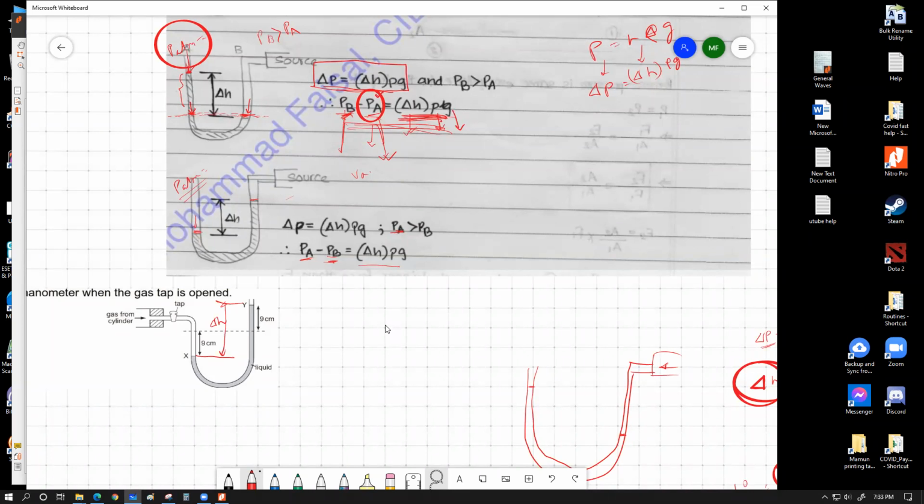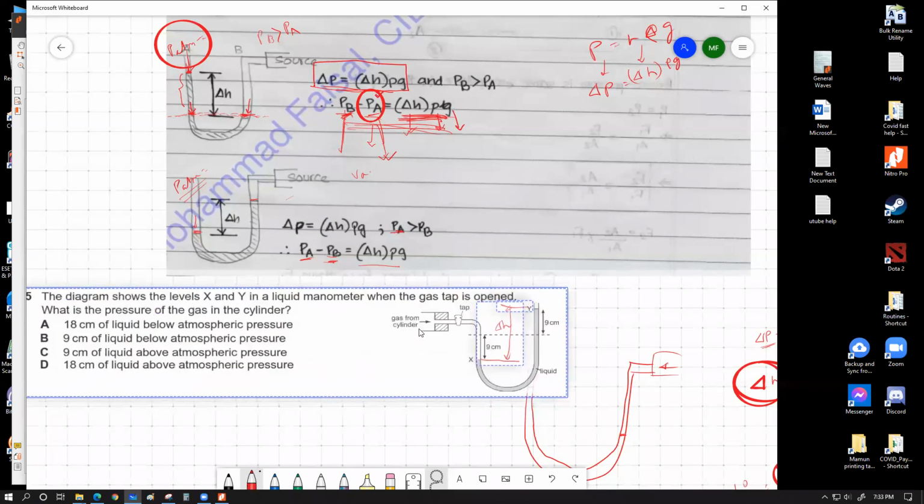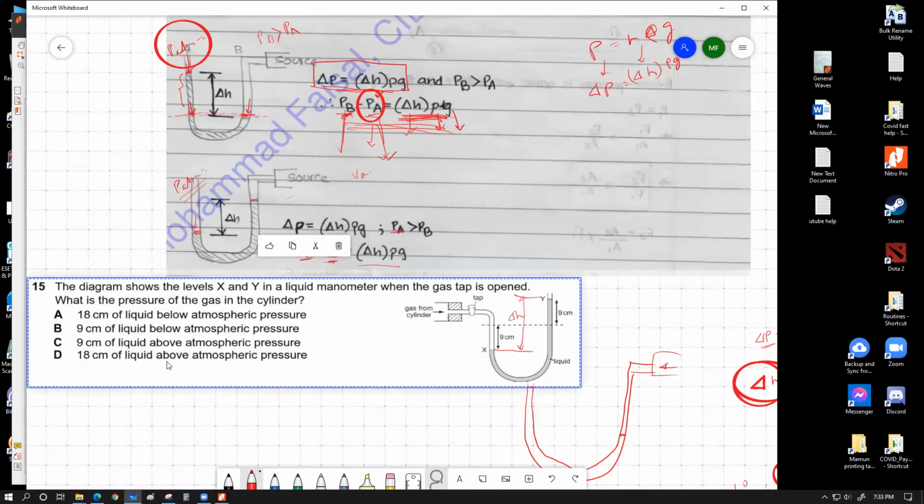Understanding this is the challenge of this MCQ. If you understand this part, the rest of the part is pretty simple. If you understand that this height difference is represented by 18 centimeter of liquid pressure, then you can very easily choose it is 18 centimeter of liquid above atmospheric pressure because it is more than the atmospheric pressure.